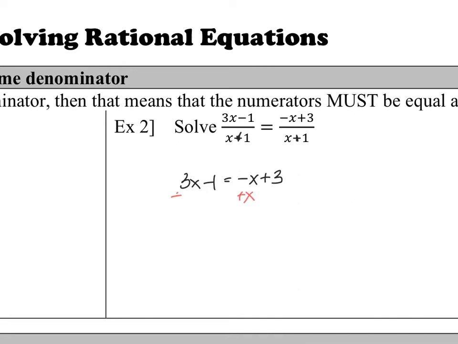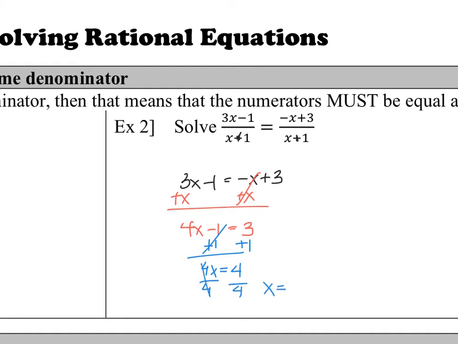So add x to both sides to get all of your x's together. So this makes 4x minus 1 equals 3. Then add your constant to the other side, plus 1. So 4x is equal to 4. Then divide out the 4, x is equal to 1.